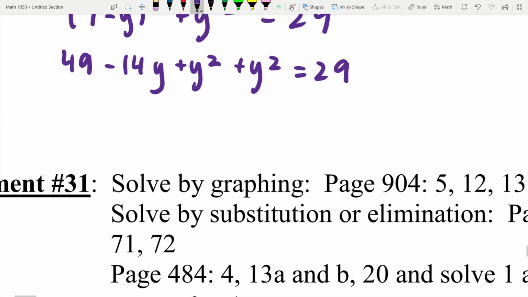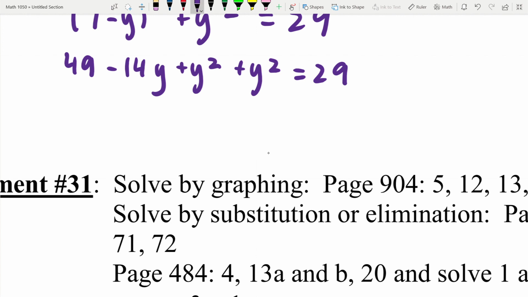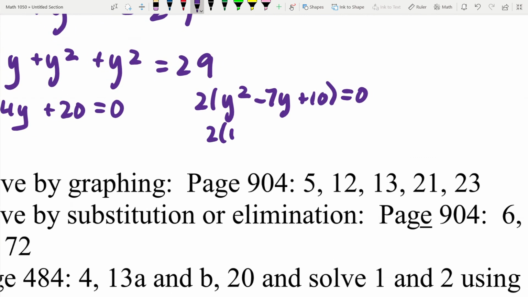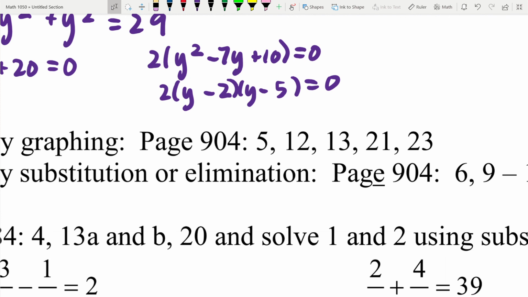I know I'm going to have to factor, so I've got to set it equal to 0. 1y squared plus 1y squared is 2y squared, minus 14y. 29 comes over and becomes a negative, so I have plus 20 equals 0. Tell me what to do. Take out a 2. I'm left with y squared minus 7y plus 10 equals 0. Factor. The y squared goes to y and a y. Signs are the same, they're both negative. 5 and 2 multiply to give me 10 and add to give me 7. The 2 gives me no solution. The y minus 2 gives me a 2. The y minus 5 gives me a 5.